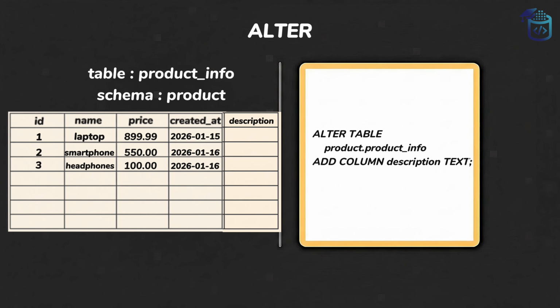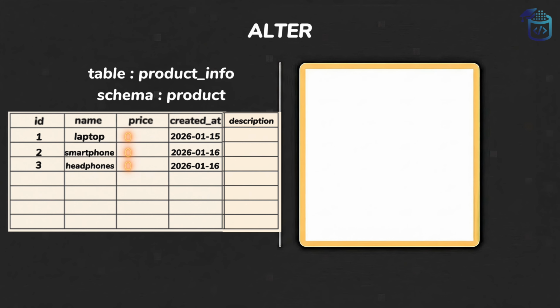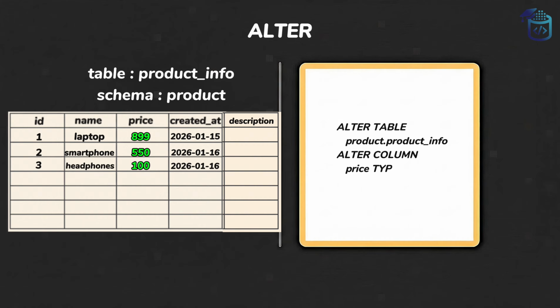Next, we can use alter to change the data type of a column that's already in the table. For example, let's say we want to change the price column from float to integer. The syntax for this is alter table product.productinfo alter column price type integer. But keep in mind, when we change a float to an integer, the decimal values are cut off. For example, 899.99 will become 899 and 550.50 will become 550. So we lose precision when decimals are converted to integers. That's something to be very careful about.